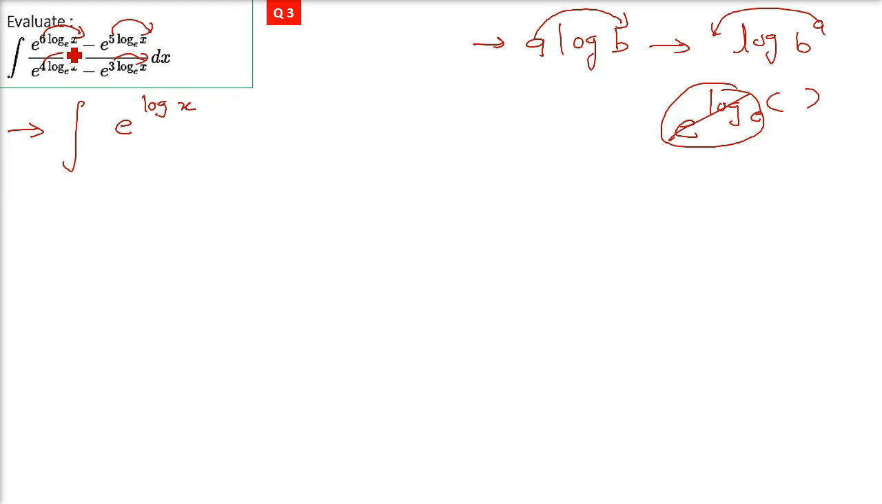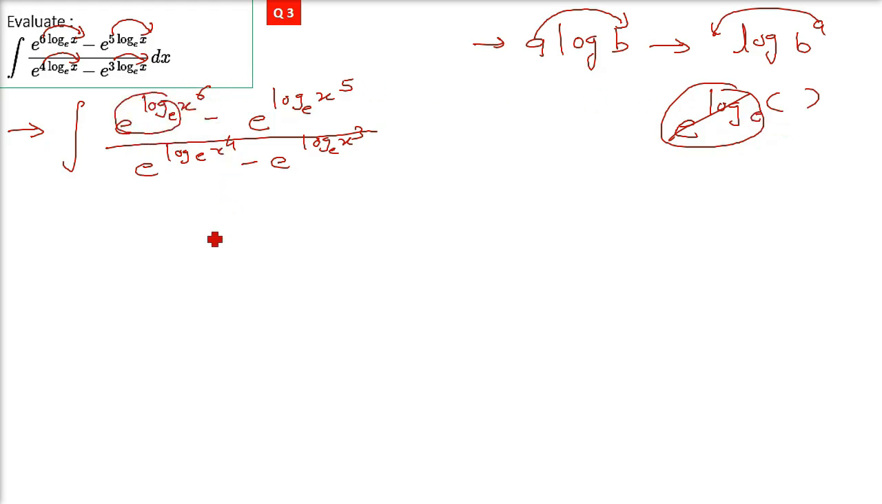We have e log base e is there. Log base e is specifically given. So x raised 6, e raised log base e x to the power 5, and base e is already there. In the denominator we have e raised log base e x raised 4 minus e log base e x to the power 3. Now I already told you that e raised log e will be 1.